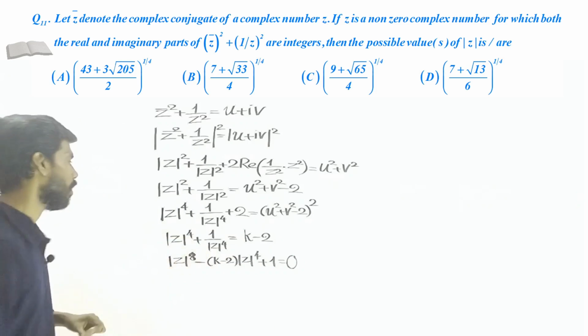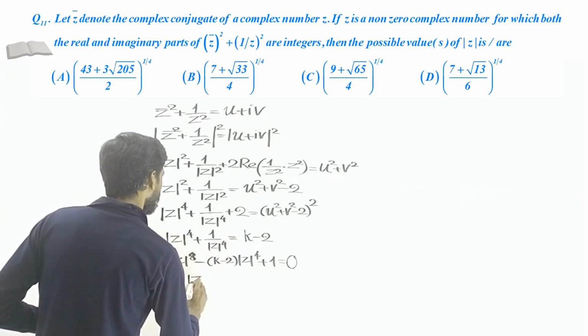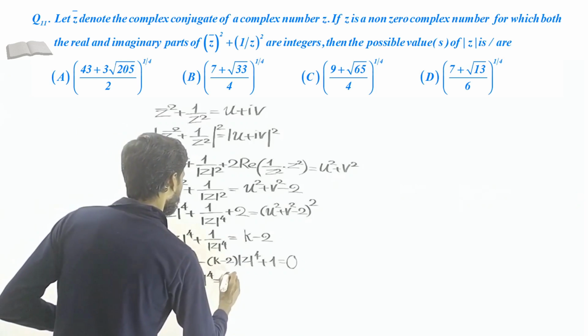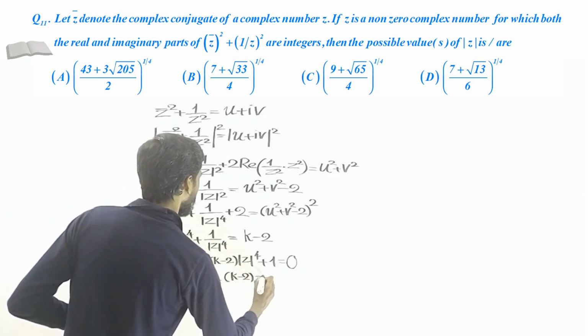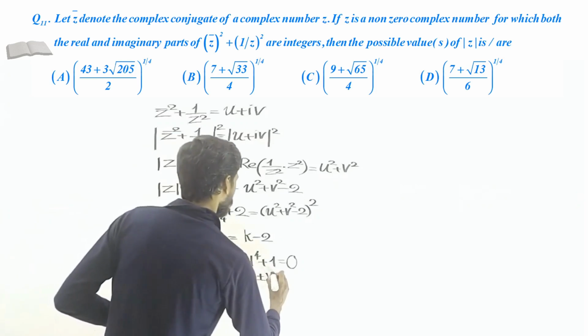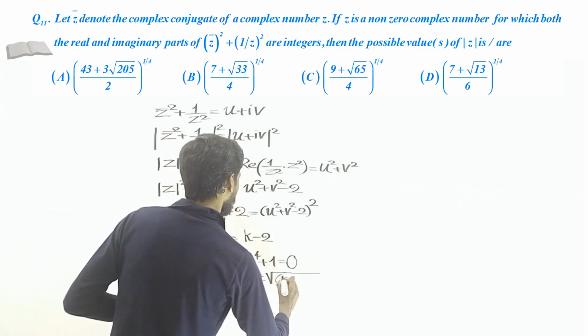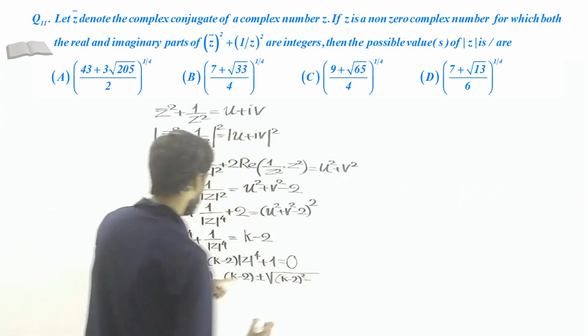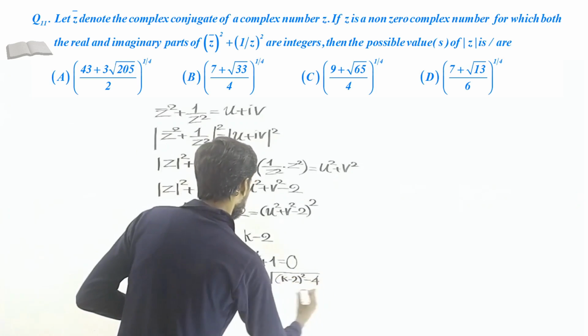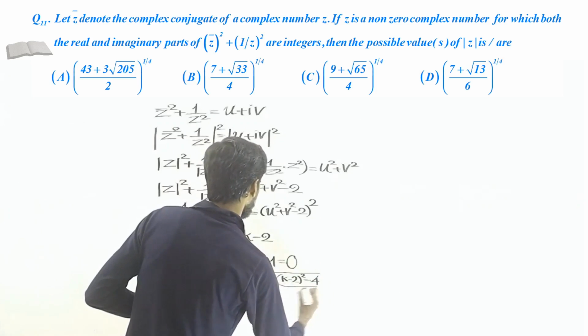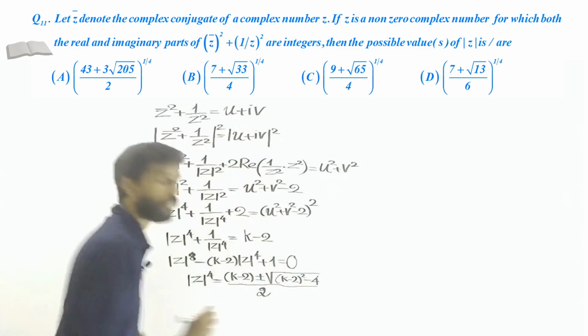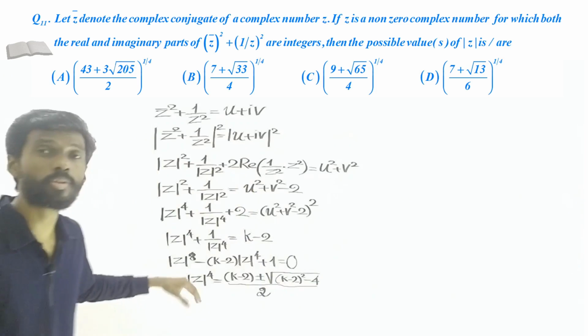So solve this, we'll get modulus of z to the power 4 equals (k minus 2) minus or plus, so that formula we are using, square root of b square, so (k minus 2) square minus 4ac, so minus 4, divided by 2. So this is the value of modulus of z to the power 4.